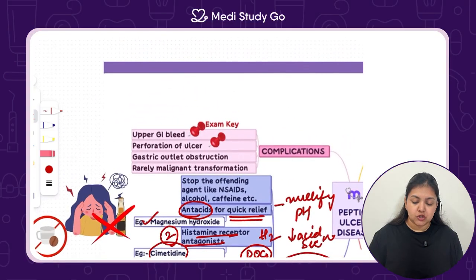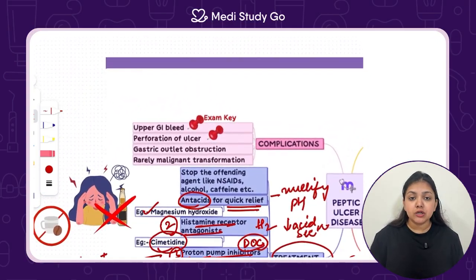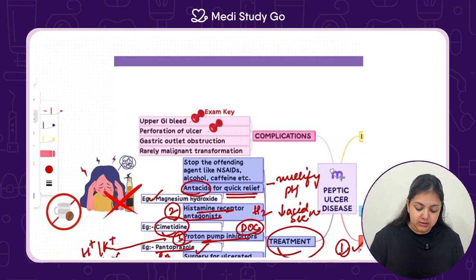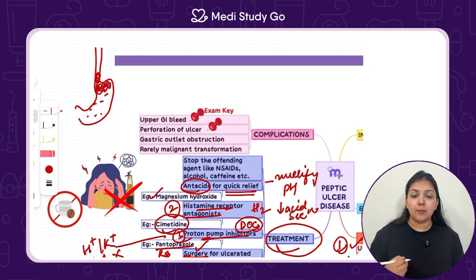Now, what are the complications if this disease is left as is, or the treatment is not done sufficiently, or the patient doesn't comply with the treatment? First and foremost is that upper GI bleed can happen. If this is the stomach, the acid is present over here. Here, there can be bleeding because of ulcers. And the patient can have vomiting with blood, or the patient can have stools with blood.